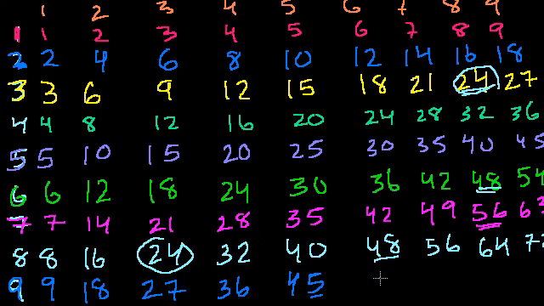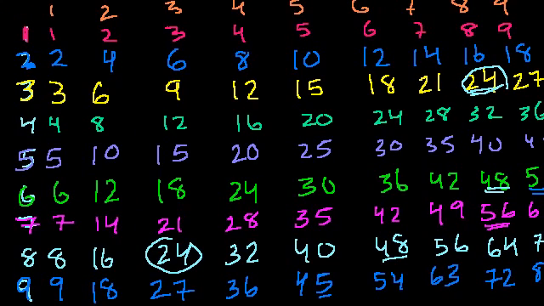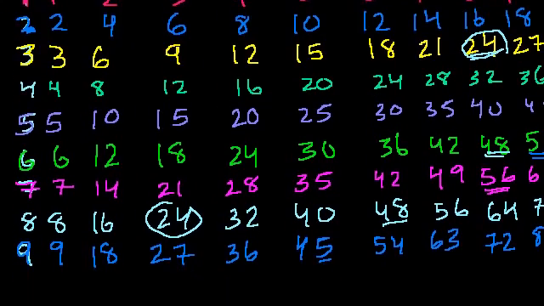9 times 6, 54. That was this one as well. 9 times 7, 63. 9 times 8, 72. 9 times 9 is 81. I don't know if you can see that. 81. There you go. Now, I could keep going.